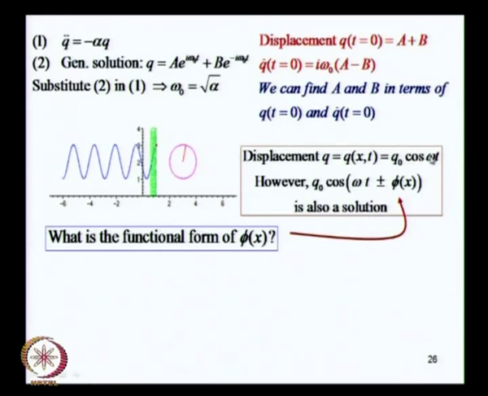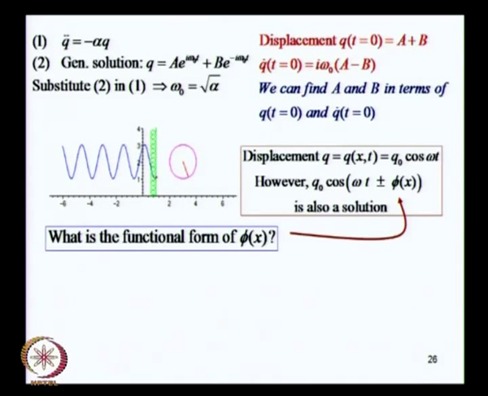and we find that if q0 cosine omega t is a function which represents the solution to the differential equation, then if you phase shift the argument of the cosine function by an angle phi, which must be a constant, but constant with respect to what? Constant with respect to time. It can certainly depend on some other variable, so it can depend on x. So if you have a solution in which the argument of the cosine function is phase shifted through an angle which is independent of time, it must be independent of time, but it can depend on x, then this is also a solution of the same differential equation.